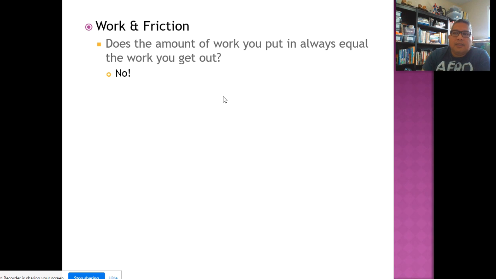85% of the gasoline will be wasted in the form of heat because of friction. Only 15% is actually used to move you from one location to another. So that's how low the efficiency of a car is.